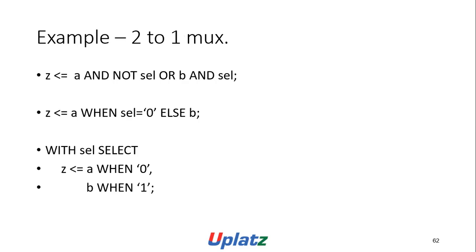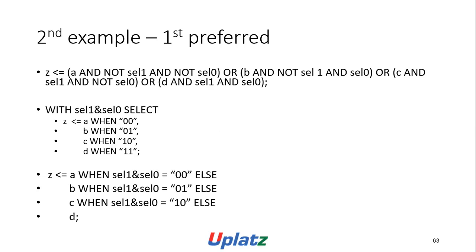You can also say Z <= A when select = 0, else B; or with select, Z <= A when 0, B when 1. Second example, first preferred: Z <= (A and not select1 and not select0) or (B and not select1 and select0) or (C and select1 and not select0) or (D and select1 and select0).